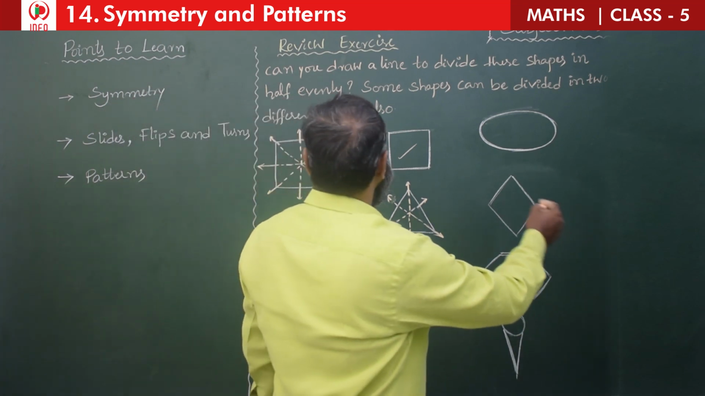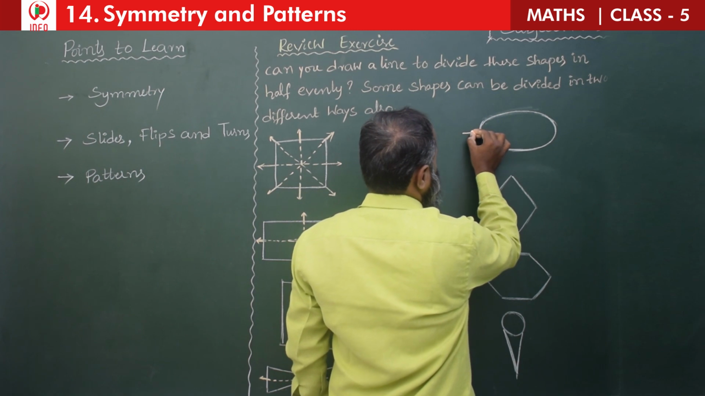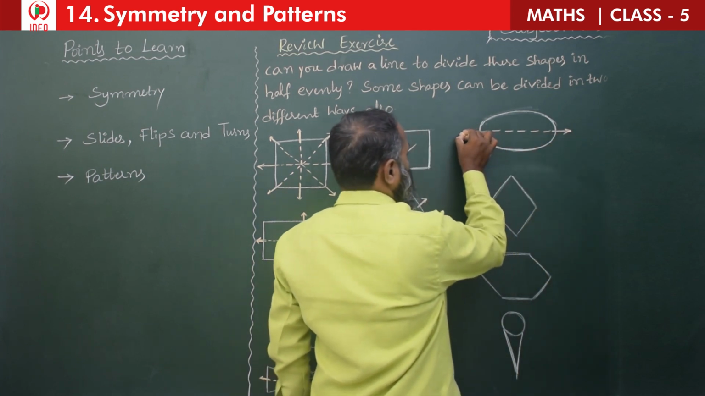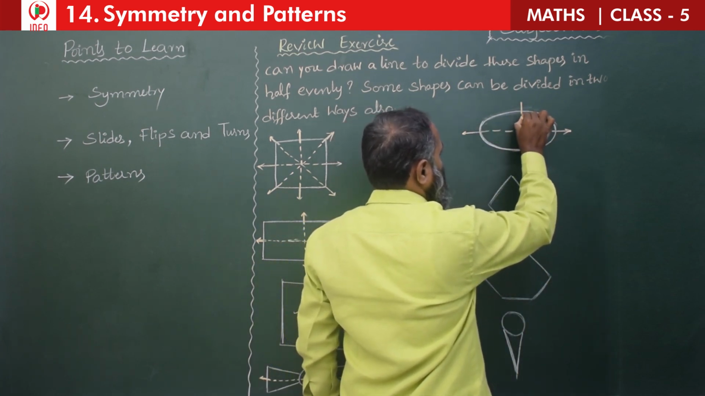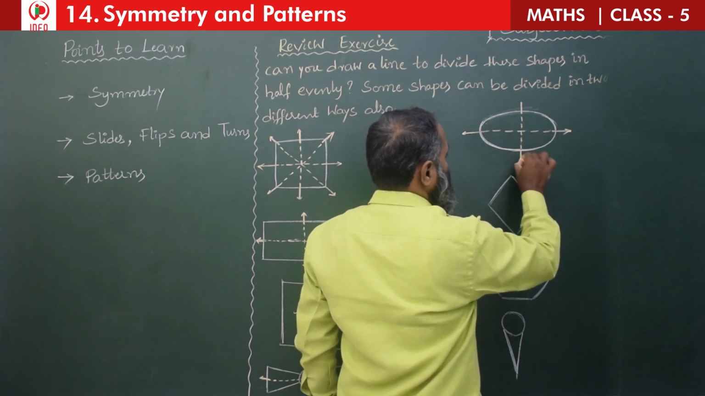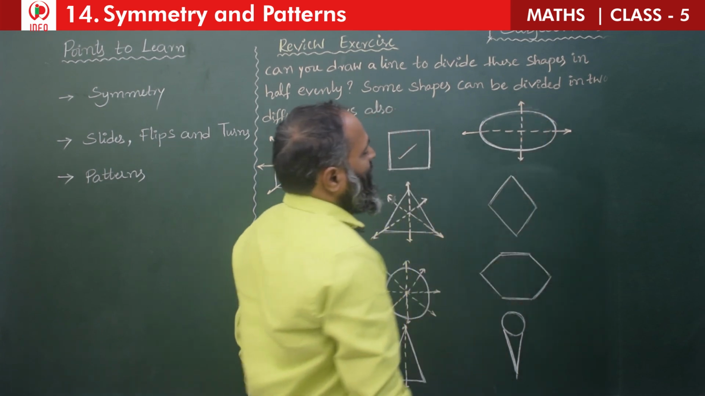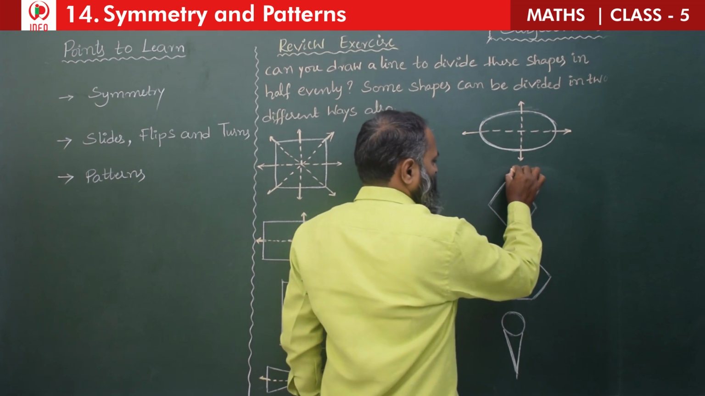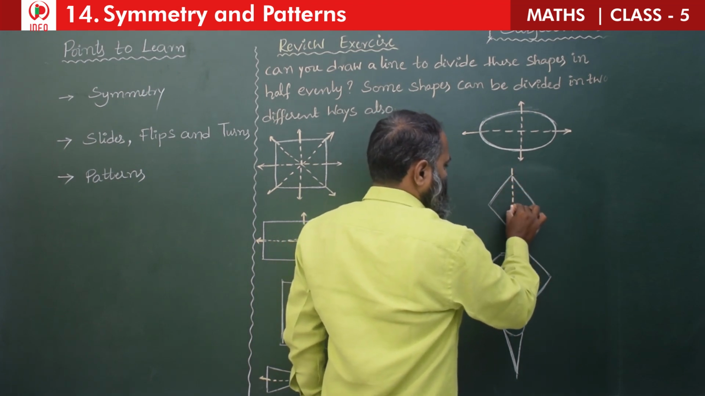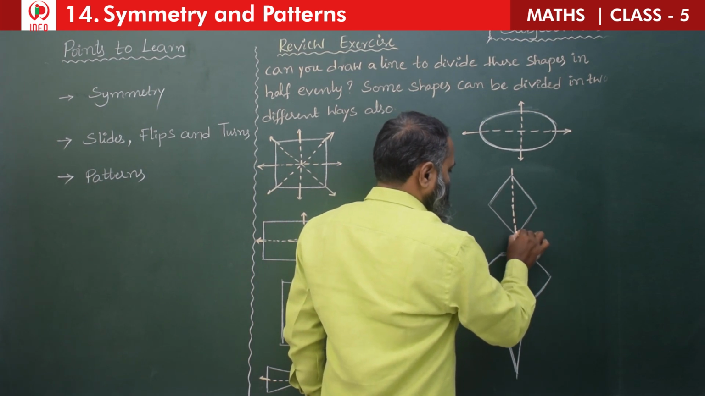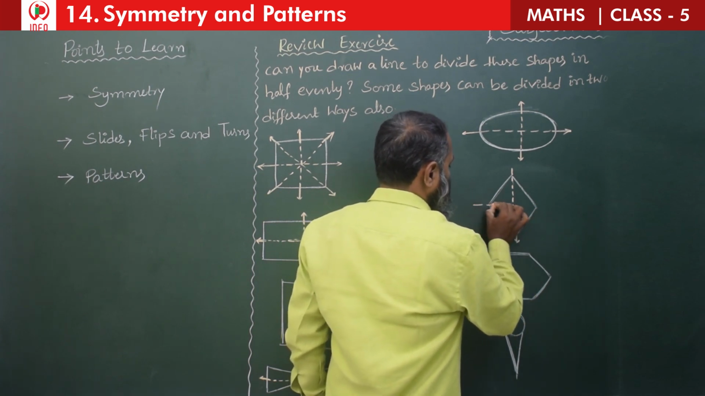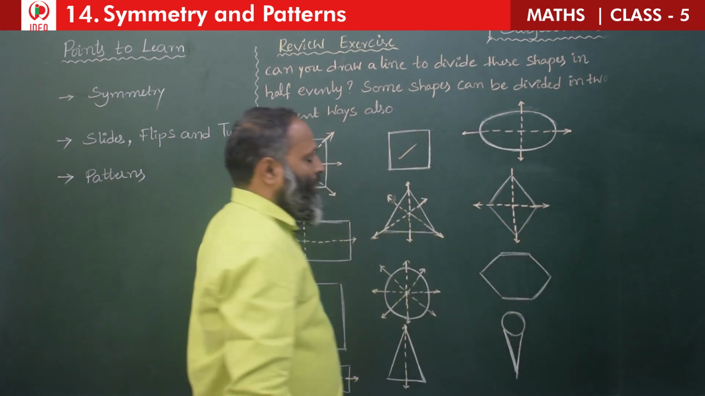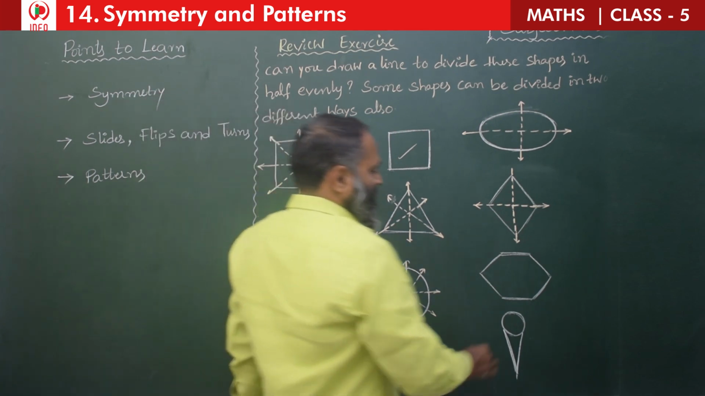Here in this ellipse, if you take a horizontal line from the middle, then it makes 2 equal halves, and if you take a vertical line, it also makes 2 equal halves. So, total 2 possibilities. In a diamond, meaning a rhombus, we should draw one vertical line and one horizontal line. Two possibilities.